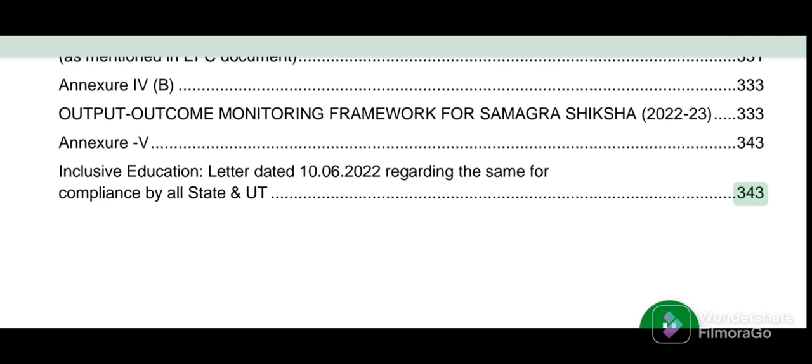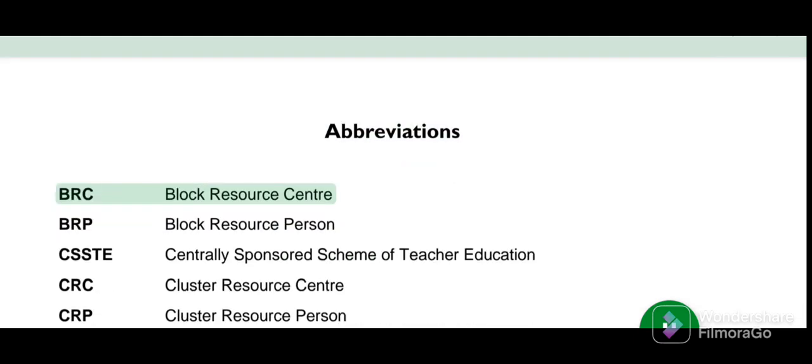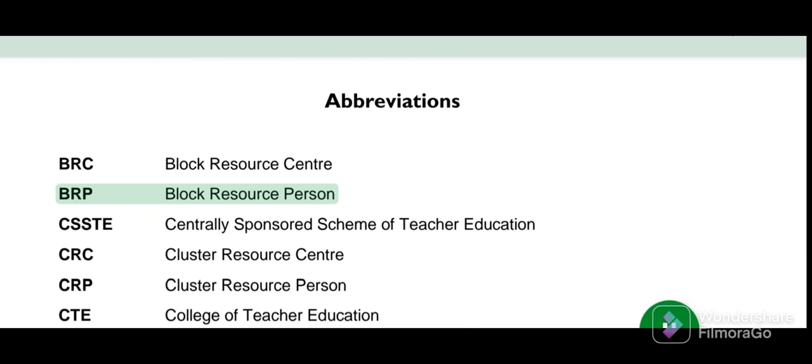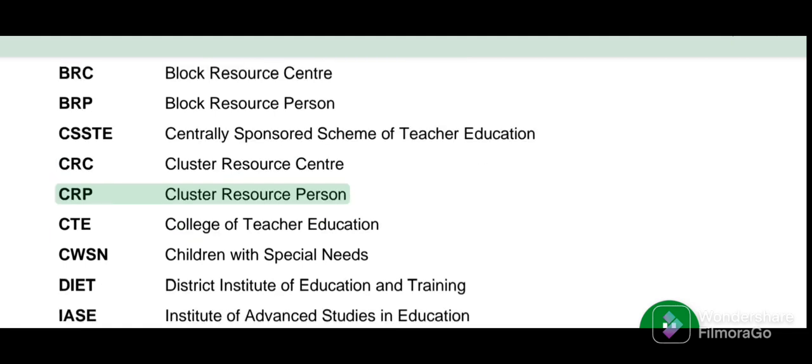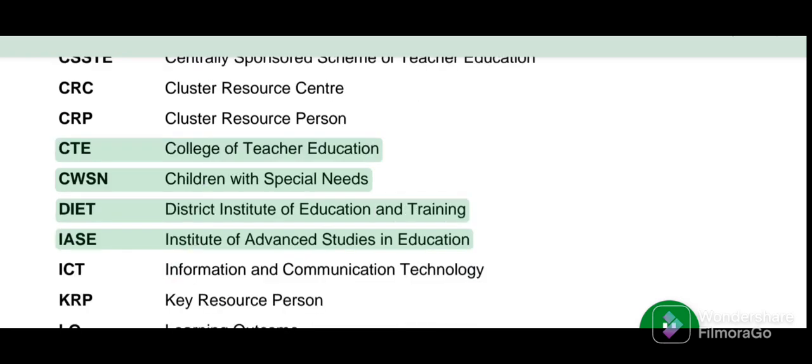343. Abbreviations. BRC, Block Resource Center. BRP, Block Resource Person. CSSTE, Centrally Sponsored Scheme of Teacher Education. CRC, Cluster Resource Center. CRP, Cluster Resource Person. CTE, College of Teacher Education. CWSN, Children with Special Needs. DIET, District Institute of Education and Training. IASE, Institute of Advanced Studies in Education.